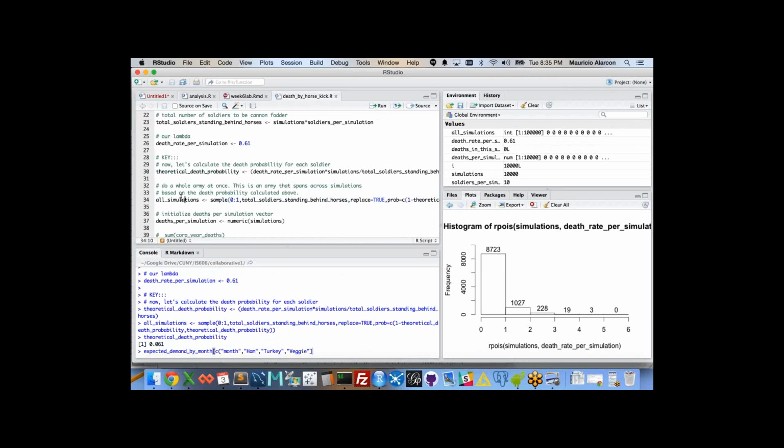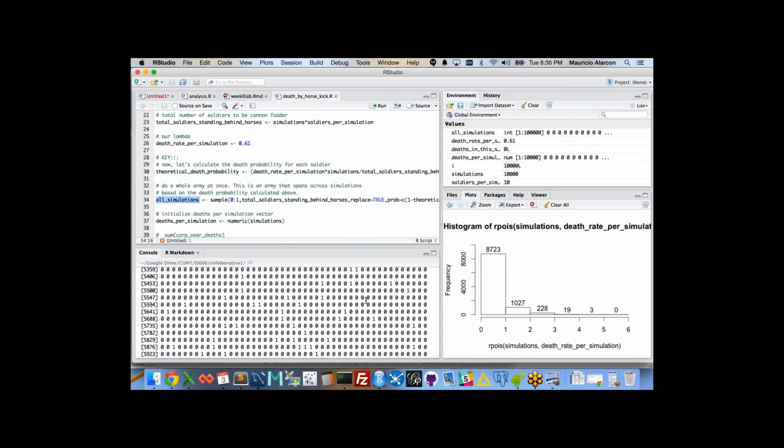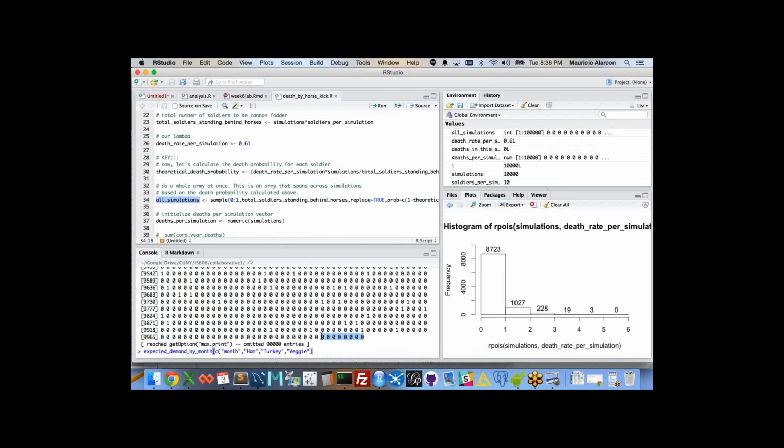If I open up these all simulations, the ones are soldiers that actually died, and the zeros are survivors. This is my 100,000 soldiers in the grand simulation. Right now the whole thing is just one big vector, but technically a corps is a segment of 10 soldiers: 1, 2, 3, 4, 5, 6, 7, 8, 9, 10. So, for example, in this corps there were 0 deaths, and in this other corps here, there were 0 deaths.